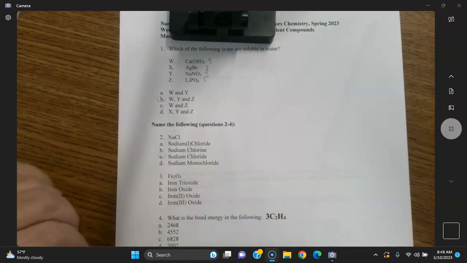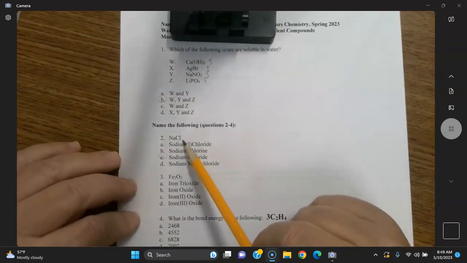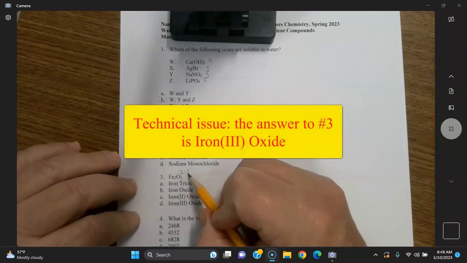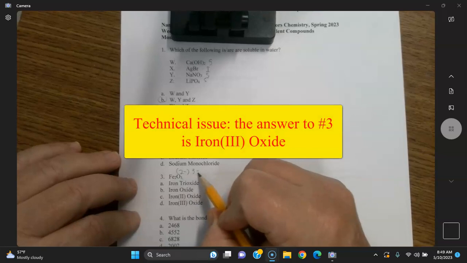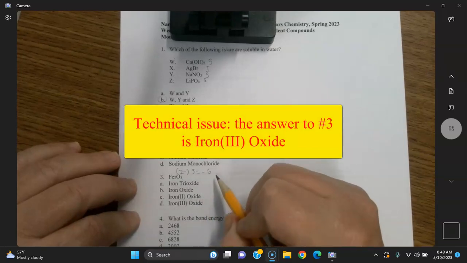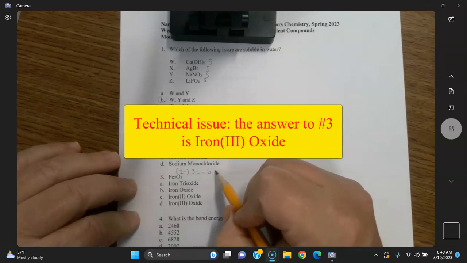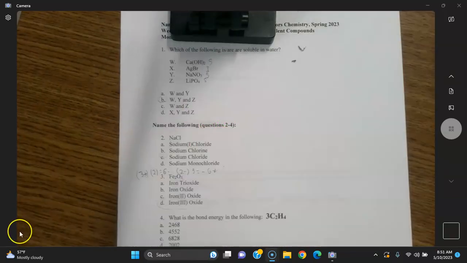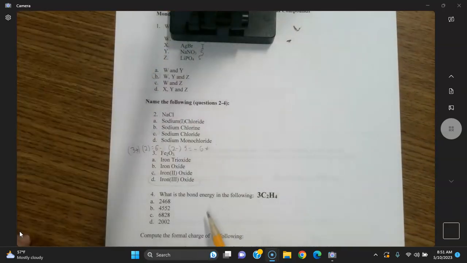FeO3. So iron can have more than one possible charge. But oxygen can't. Oxygen can only have a 2- charge, and you have 3 of those. So that equals 6-. And that means 6-. And that means that, okay, and number 4 I threw out. I gave everyone credit for that.